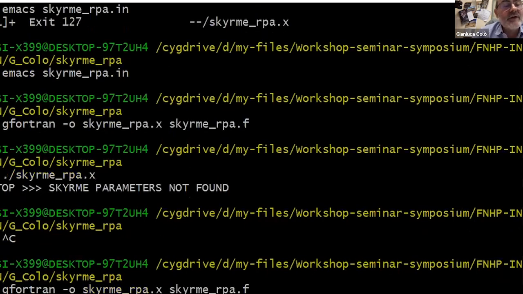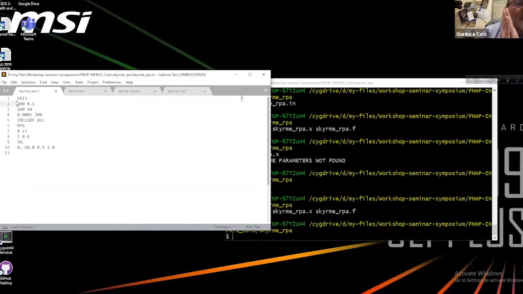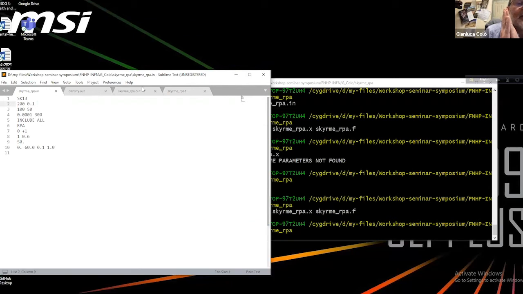Just edit the input file, please. I want just to look inside the input file. So you use whatever editor you like and you open the file which is called scrumrpa.in. Okay, can you do it a bit larger, please? You put SKI3.